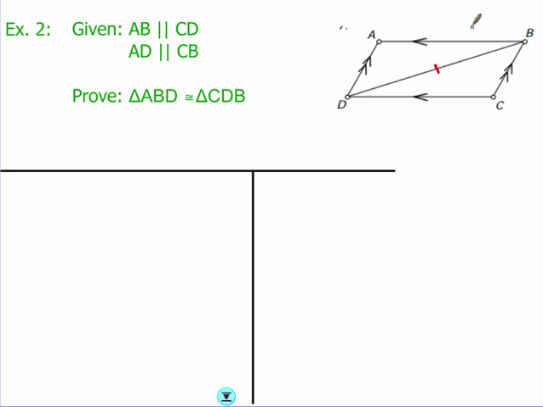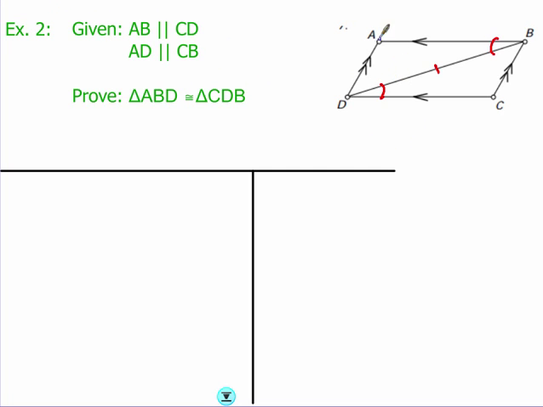I've not really been given any information that shows that these two sides are congruent or these two sides are congruent. I'm just told they're parallel. Well, what do I know about parallel lines and angles? If we think back, we've got alternate interior angles, corresponding angles, alternate exterior angles, and consecutive interior angles. Well, don't we know that if AB is parallel to CD and they're cut by this transversal BD, then this angle right here is congruent to this angle right here by alternate interior angles.